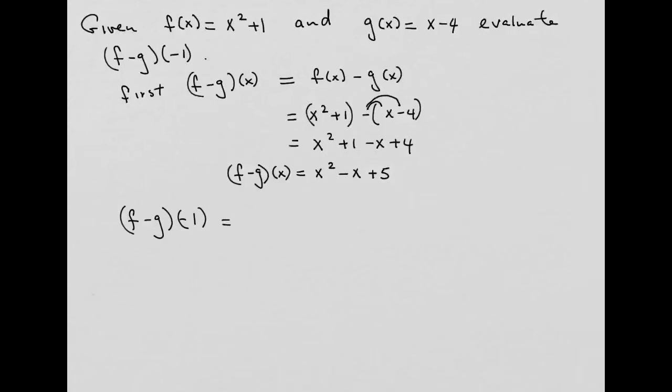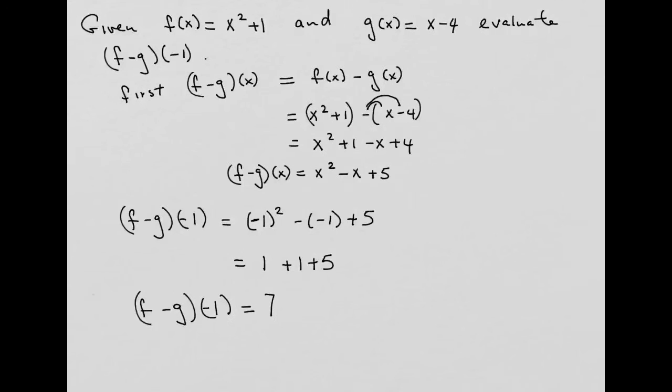So now what we do is replace all our x values with -1. And if we simplify this, we have 1 plus 1 plus 5. So f minus g of -1 is equal to 7.